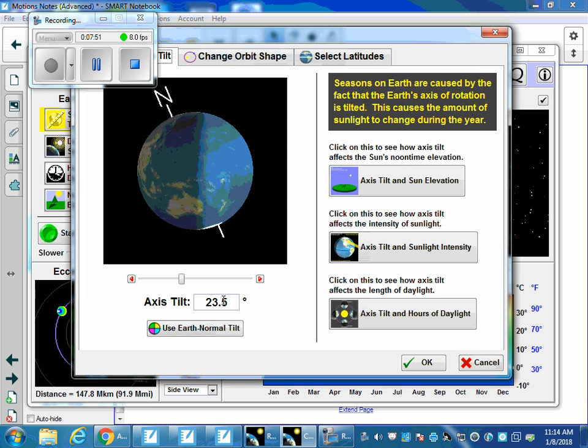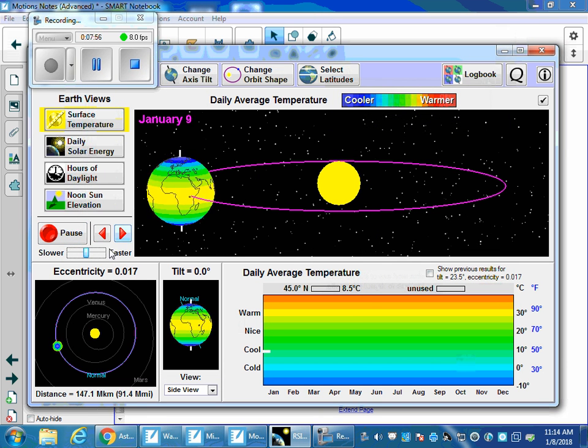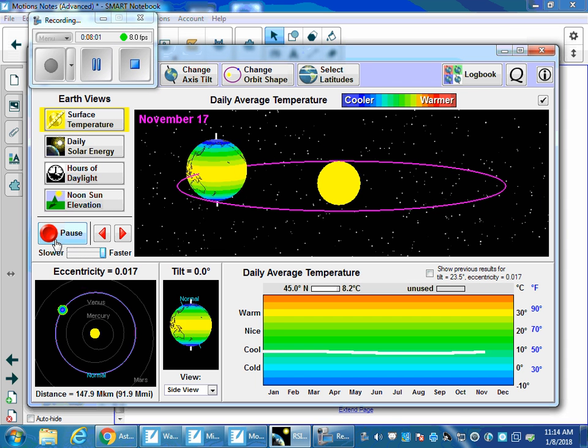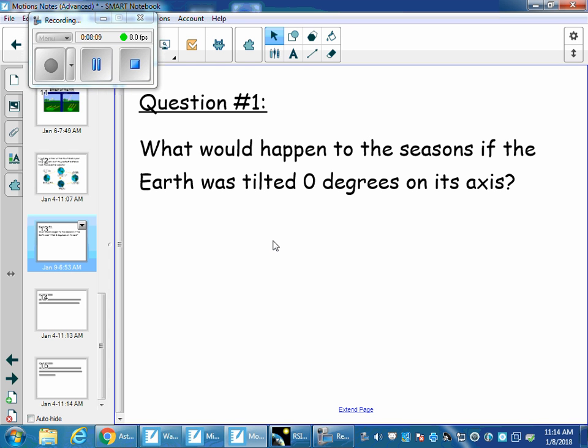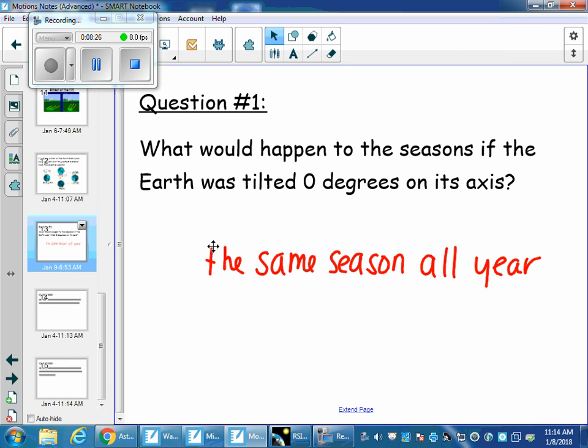But if we change our axis tilt to 0, and we click OK, and then we look at what happens. We speed this around here, and if you look at both the top and the bottom, you will see that we don't really get seasons anymore. We don't have that difference in temperature. You could say that it would be the same season all year, because there wouldn't be a tilt to cause differences in how direct the sunlight is. It wouldn't get really hot in the summer or really cold in the winter. It would be approximately the same temperature all year.